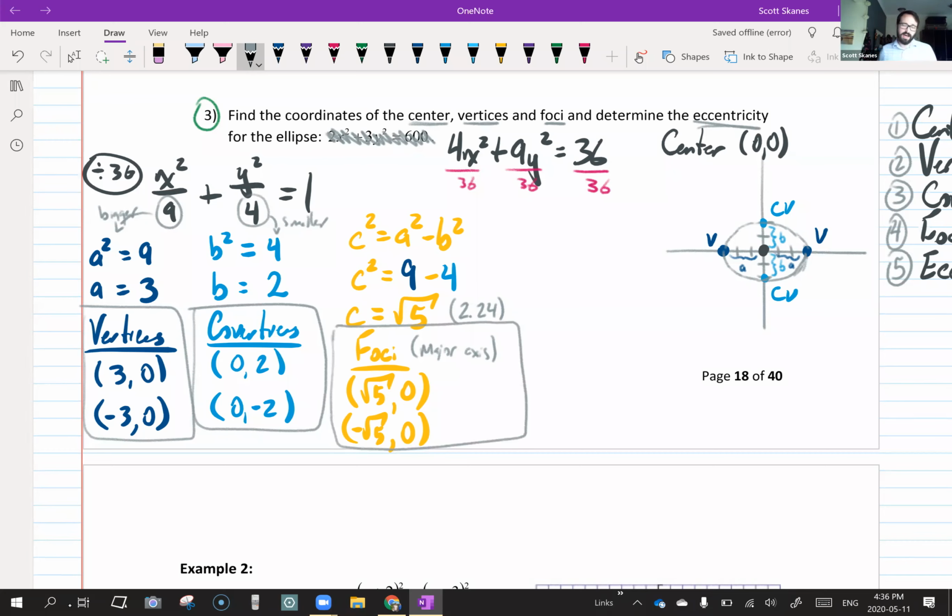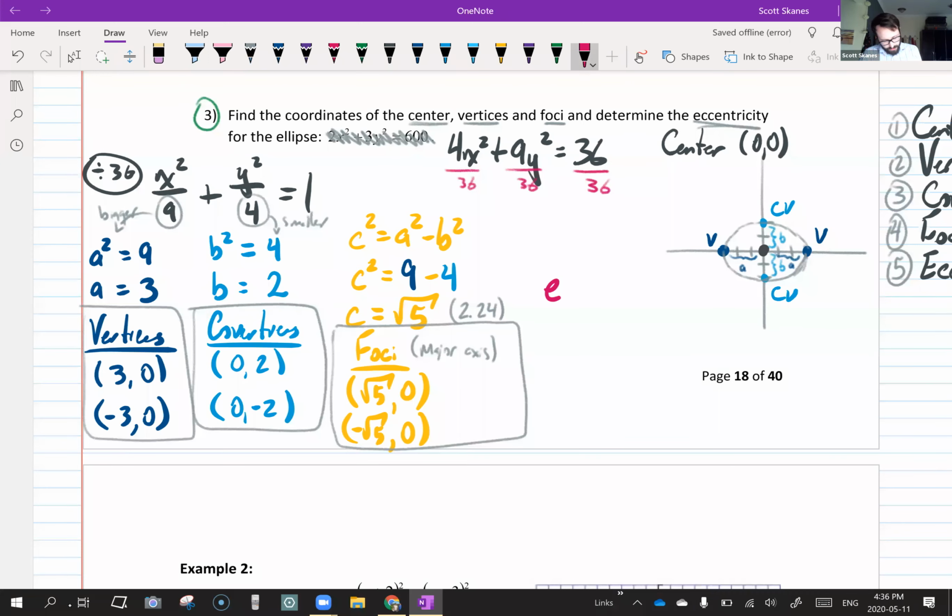Foci or foci, they both are, it depends on how you pronounce it. Where you're from in the world changes the pronunciation, but they mean the same thing. It's just the plural of focus. One focus, two foci. One vertex, two vertices. One co-vertex, two co-vertices. Now we need the eccentricity.